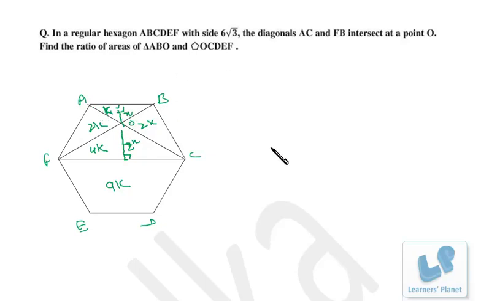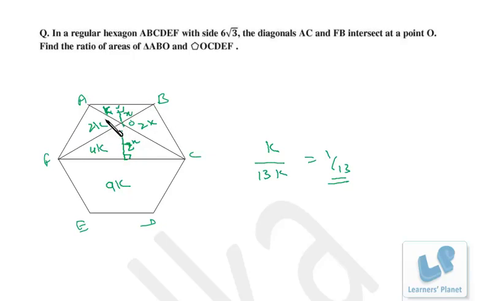AOB is what? Area k. OCDEF is what? This 9k plus this 4k, 13k. So that's 1:13. Isn't it very easy? Very simple logic we have used. Listen to me once again, though I have already explained it to you by taking these sides.